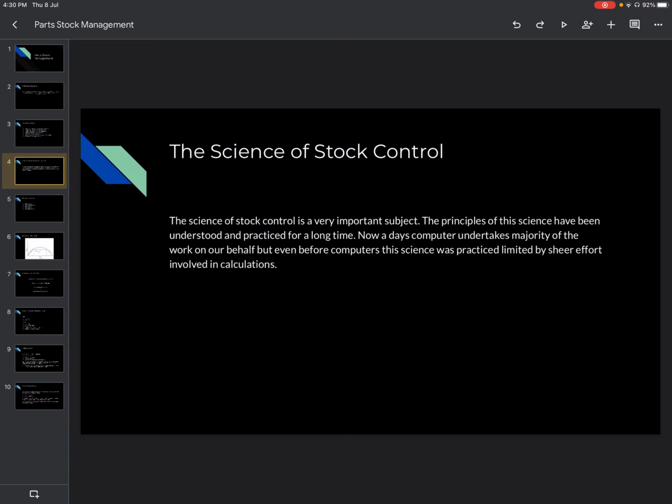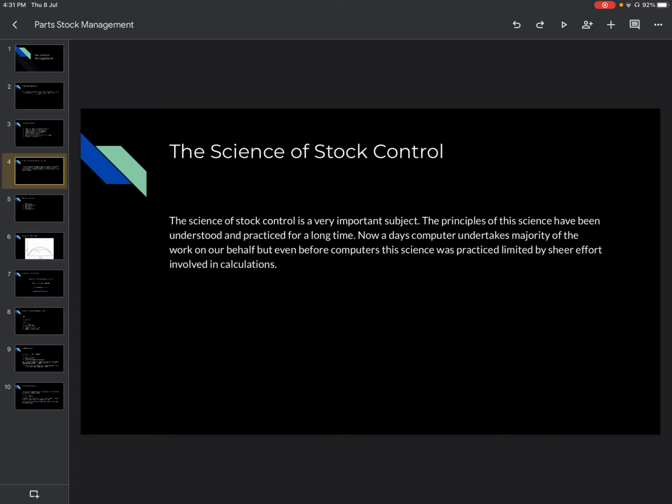So let's start. The science of stock control. The science of stock control is a very important subject. The principles of this science have been understood and practiced for a long time. Nowadays, computers undertake the majority of the work on our behalf. But even before computers, this science was practiced, limited by the sheer effort involved in calculations.